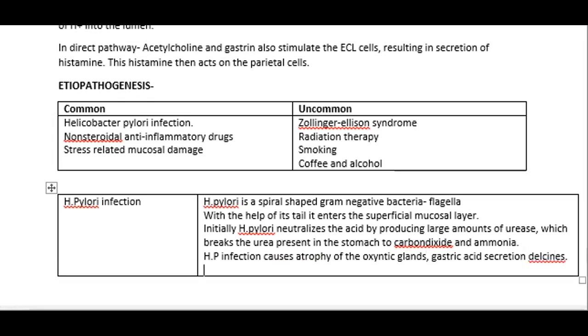What are these oxyntic glands? First of all, these are also the glands similar to that of the parietal glands present in the stomach, but these oxyntic glands are found in the fundus of the stomach and also the body of the stomach.